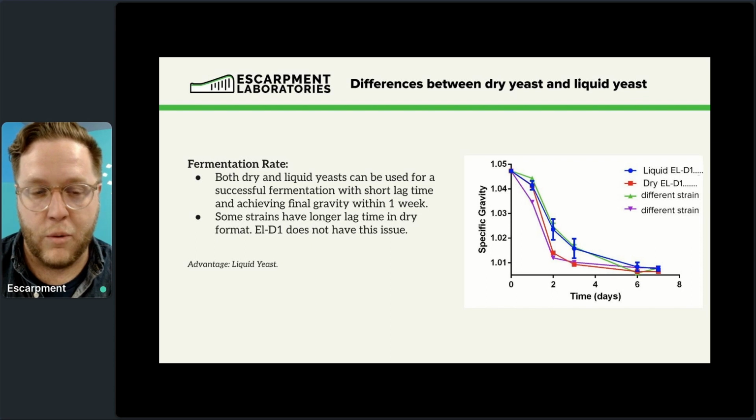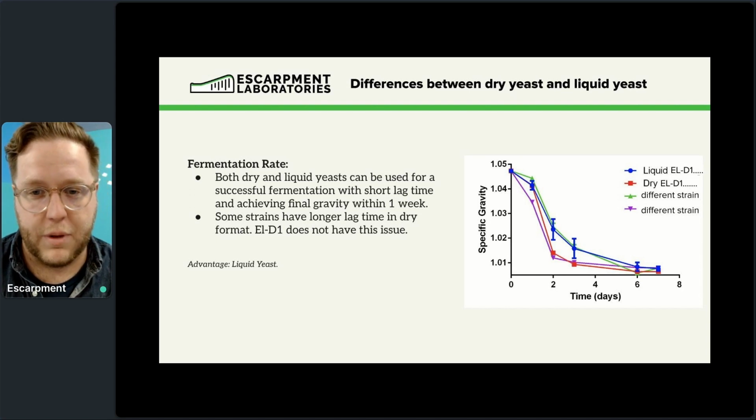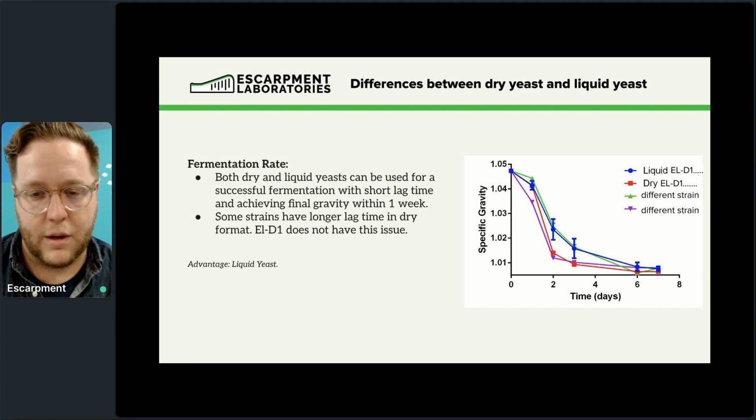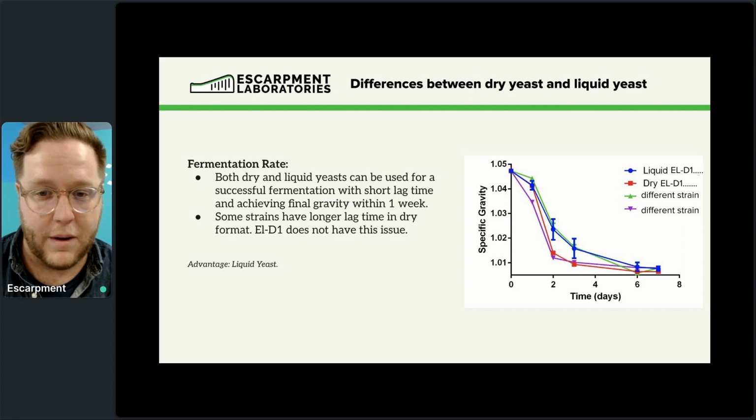So some strains, we haven't seen this in all cases. Some strains, when they're dried, actually lag quite a lot behind the liquid version. But in the case of the house ale, it really seems to love the drying process, and it can crush through wort pretty effectively in the dried format, even at the same pitch rate as the liquid strain.